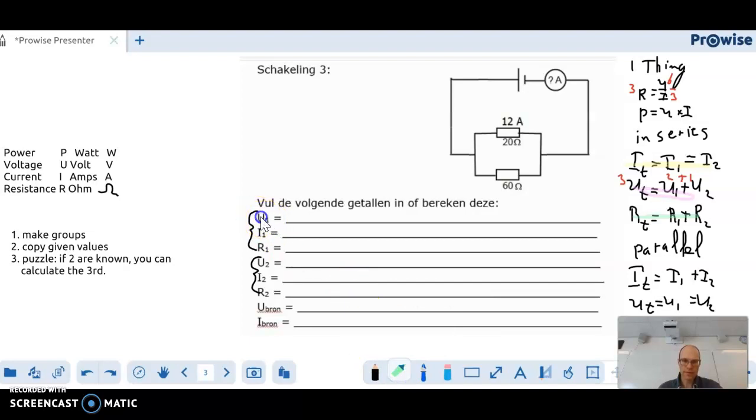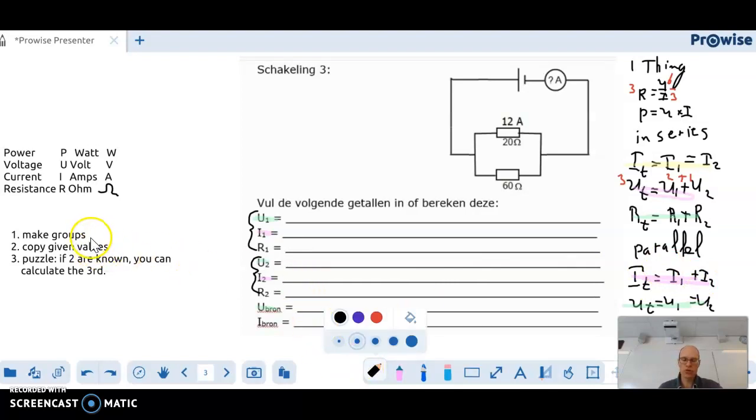We still have the voltage. And with the voltage, as you can see right now, it's the same. So the voltage is a nice and easy one when it's parallel. That's always the same, over here and over there.